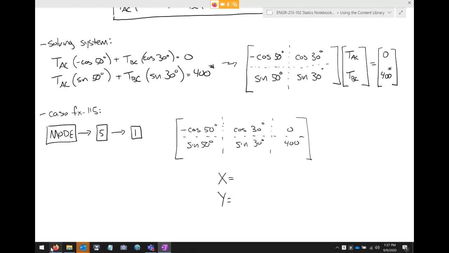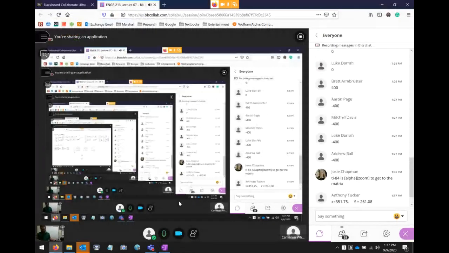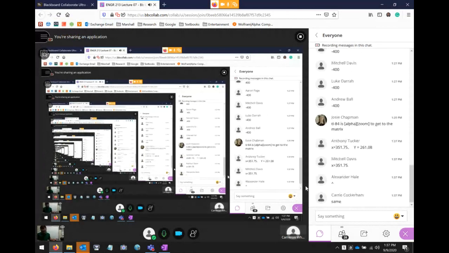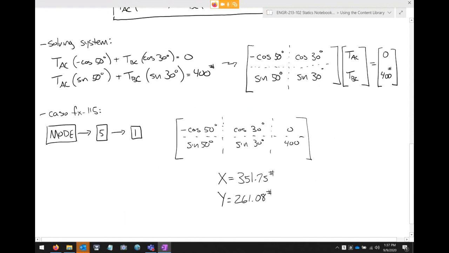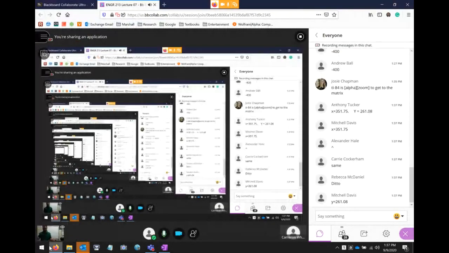Oh, somebody was right on it. Uh-oh, we've got answers and they've been seconded. That's what I like to see. So when you do this in your calculator, you should get X equals 351.75 pounds and then 261.08 pounds. A lot of people got that. That's what I like to see.